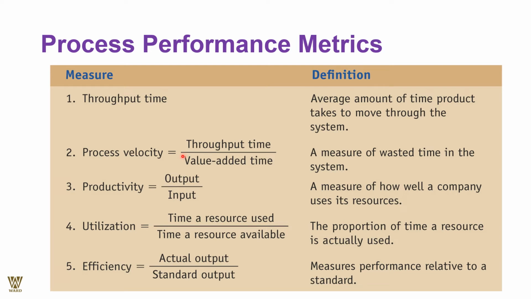Process velocity is throughput time divided by value added time, a measure of wasted time in the system. Productivity is output over input, a measure of how well a company is using its resources. Utilization is time or resources used divided by resources available, the proportion of the time or resources actually used. Efficiency is actual output divided by standard output, measuring performance relative to the standards.